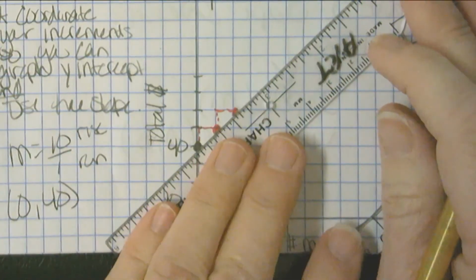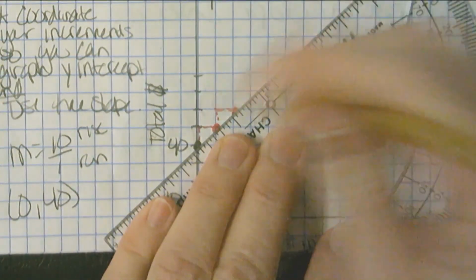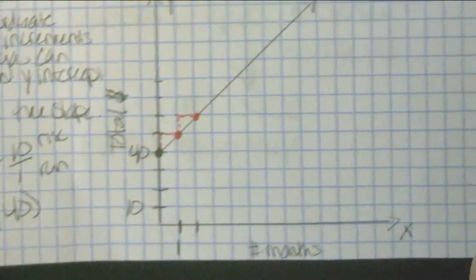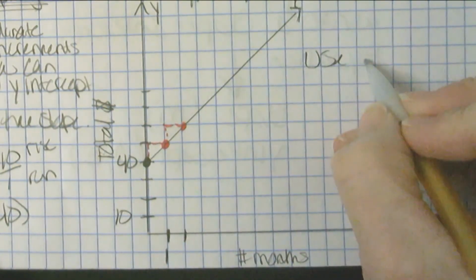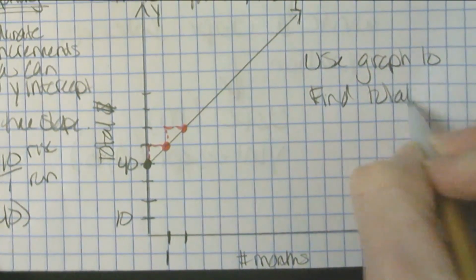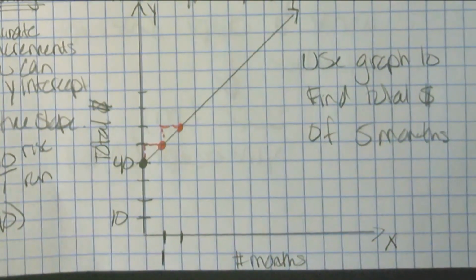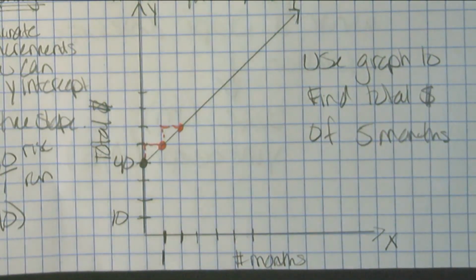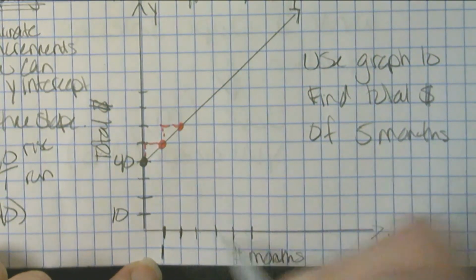Now, my line starts at that 40. It doesn't go to the left of it at all, because I can't have negative values. And then it goes through those 2 points and beyond. Questions on graphing that? All right, so what I want you guys to do is use the graph to find the total cost of 5 months. Now, I could use the equation, but now that I've made the graph, it makes it much easier for me to do this. So, go to 5 months on your x, so 2, 3, 4, 5.